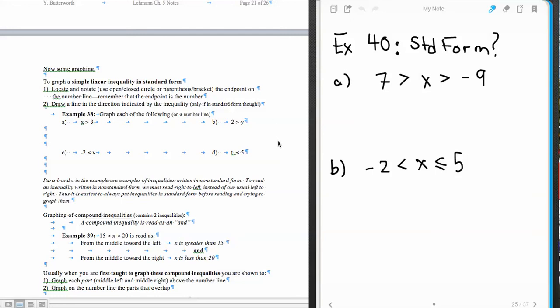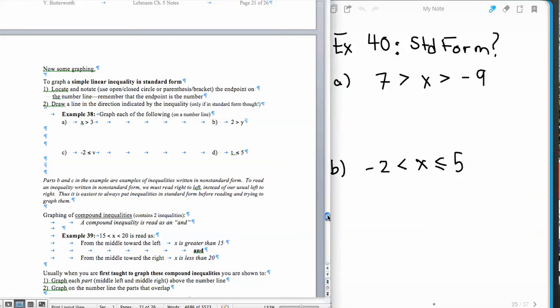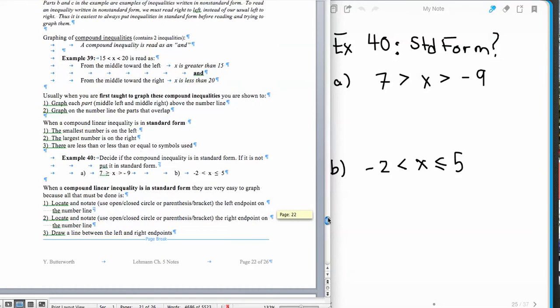Okay, our next topic is a compound linear inequality in section 5.7. Your book does not call this compound inequalities, he calls it two inequalities. A compound inequality is an endpoint and then an inequality symbol, a variable, an inequality symbol, and another number. And these are read as "and."